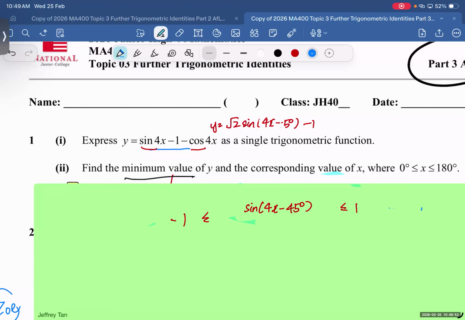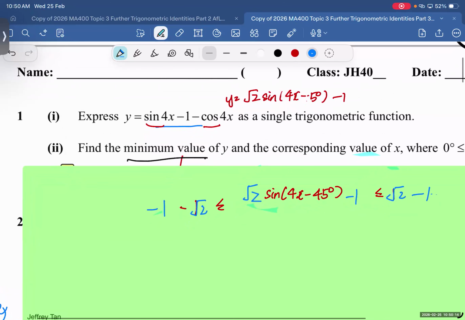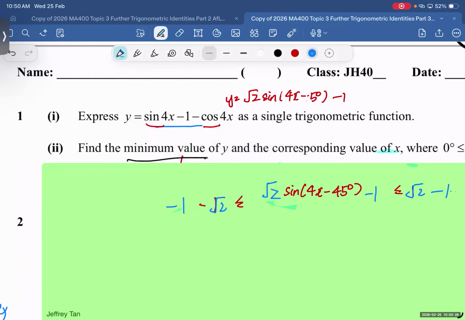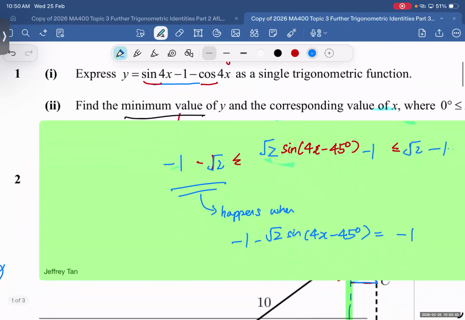Let's build things slowly. If I multiply by square root 2, is it the same as square root 2? And negative square root 2? Then if I minus 1, is it the same as -1? So, you look at this inequality, tell me what's the minimum y value? This one, right or not? And when does this happen? When the biggest player is at its lowest. This happens when square root 2 sine 4x minus 45 is equal to -1.